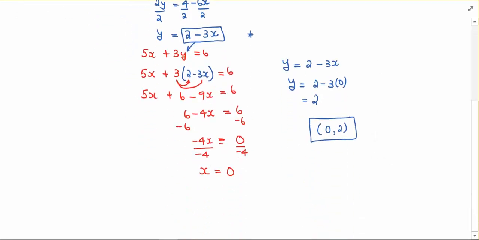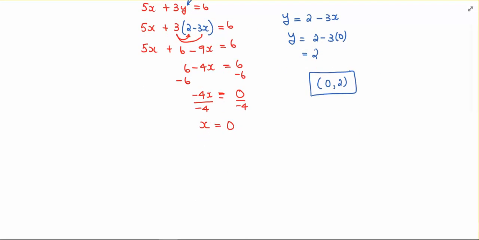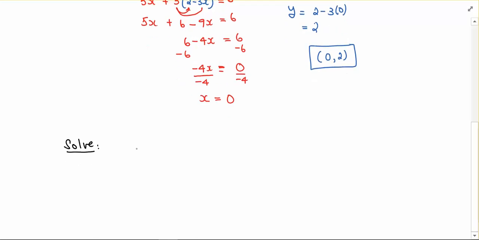Alright, let's do another one. This one's going to be a little squirrely. Something strange is going to happen on this one. Solve. So again, let me say x plus 1/3 y equals 6. And the other equation is y equals minus 3x plus 18.